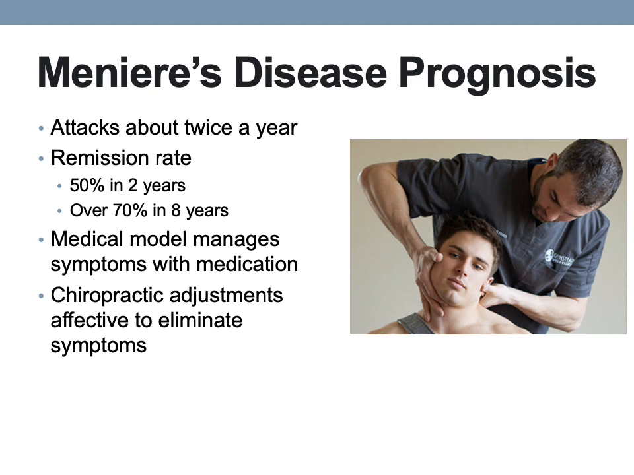Meniere's disease attacks about twice a year, and that's average. The remission rate is 50% will have full remission within 2 years, and over 70% will have full remission in 8 years, meaning that it doesn't come back. The medical model manages the symptoms with medication, particularly treating the dizziness. However, chiropractic adjustments are extremely effective in eliminating the symptoms. I encourage you to watch the video I put up about Meniere's disease and chiropractic care.